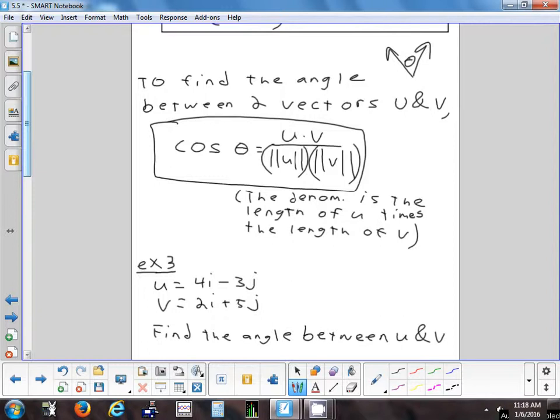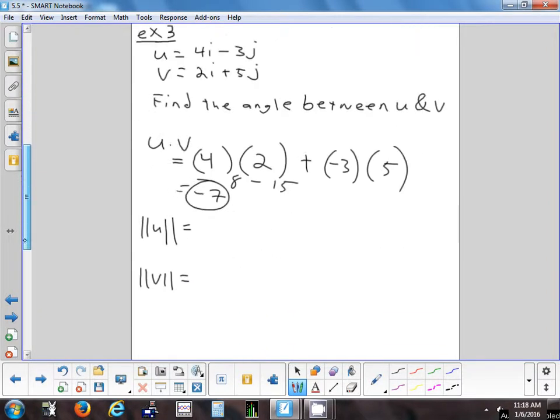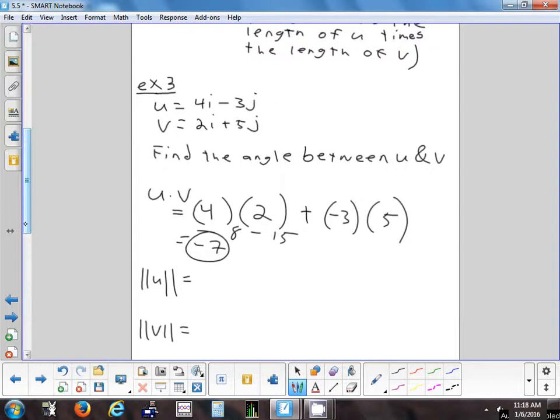Now I've got to find the length of u and the length of v. Anytime I have to find the length, just so I don't forget, the first thing I do is put the square root symbol in. Okay. And Callie, can you give me my formula for finding the length of u?